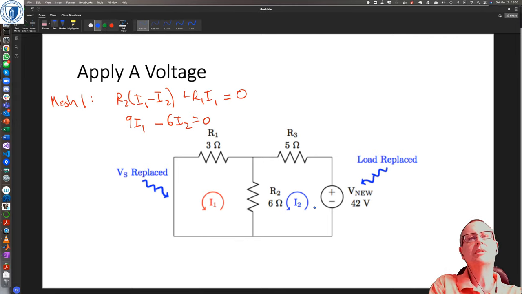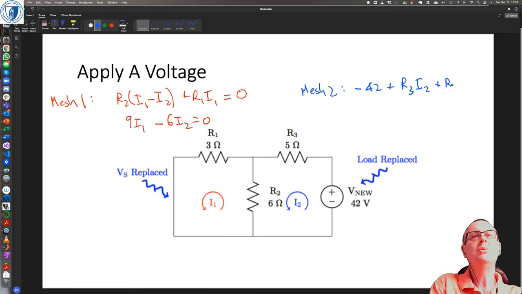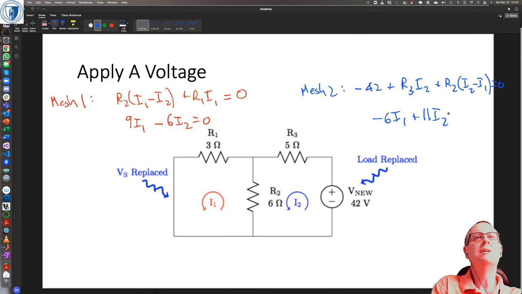And then on the other side, for mesh 2, we've got minus 42 plus R3 I2 and then plus R2 times I2 minus I1. That equals 0. Or rearranging that, R3 is 5, and we've got 11, so we've got minus 6 I1 and plus 11 I2 equals 42.